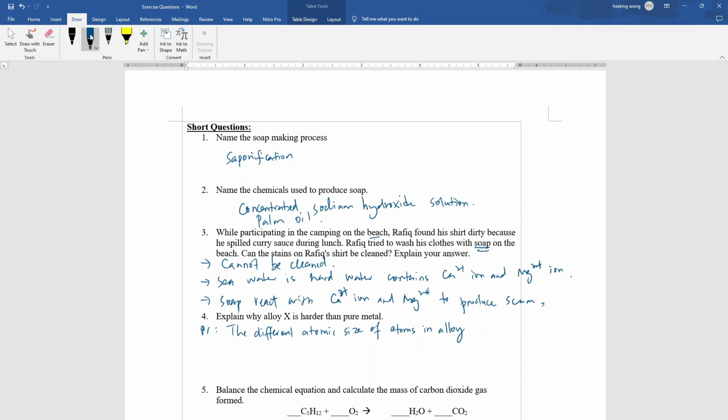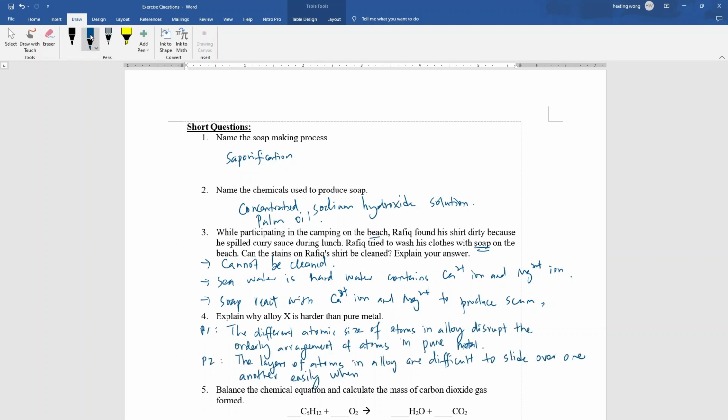Okay, point number 2, what can be mentioned? The layers of atoms in alloy are difficult to slide over one another easily when force is applied. Okay, so these are the 2 points.